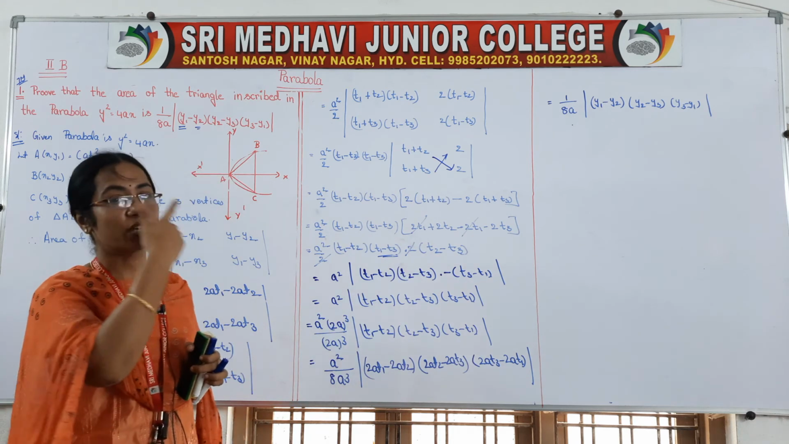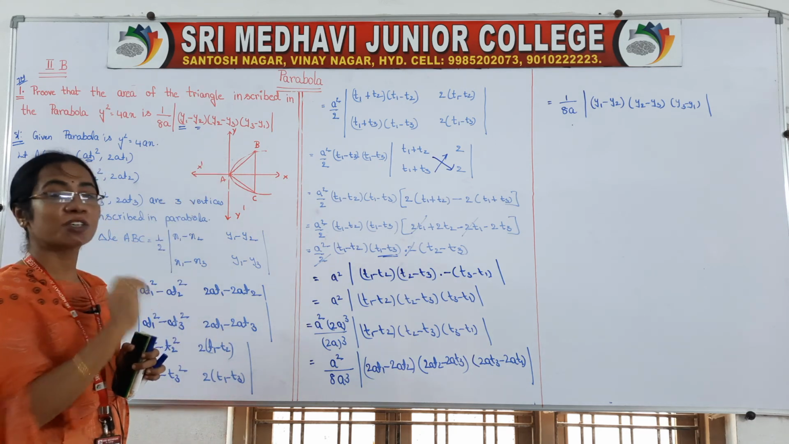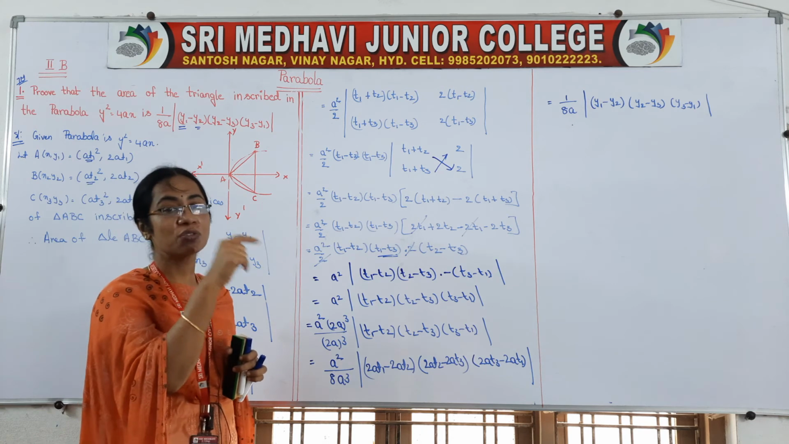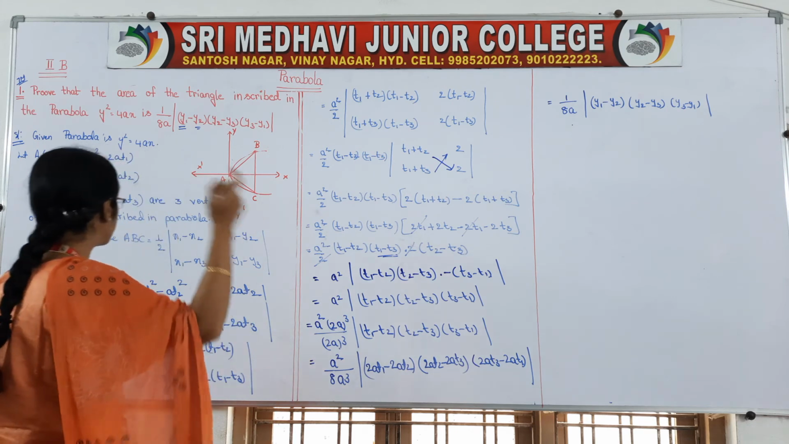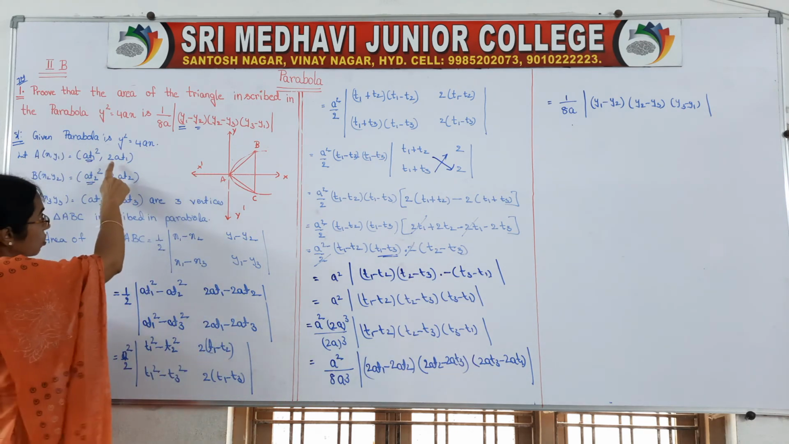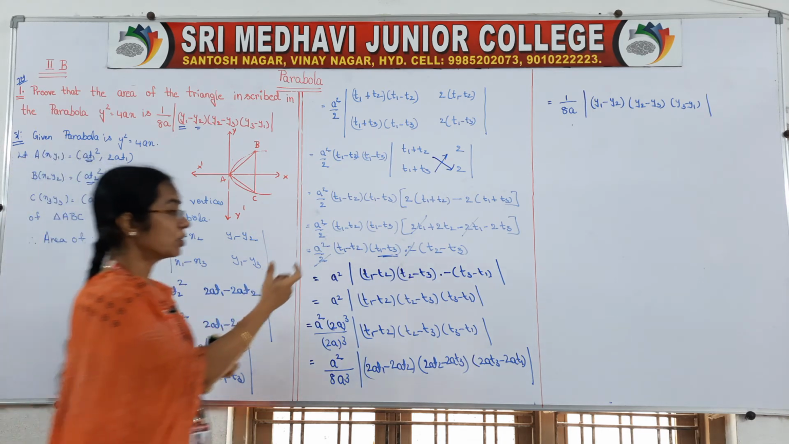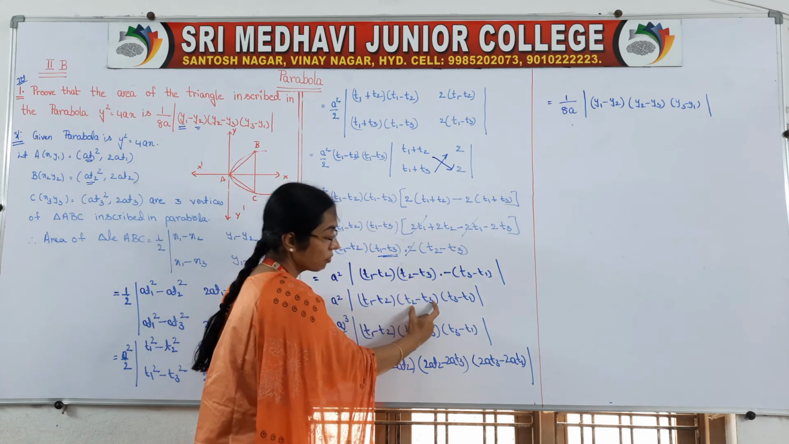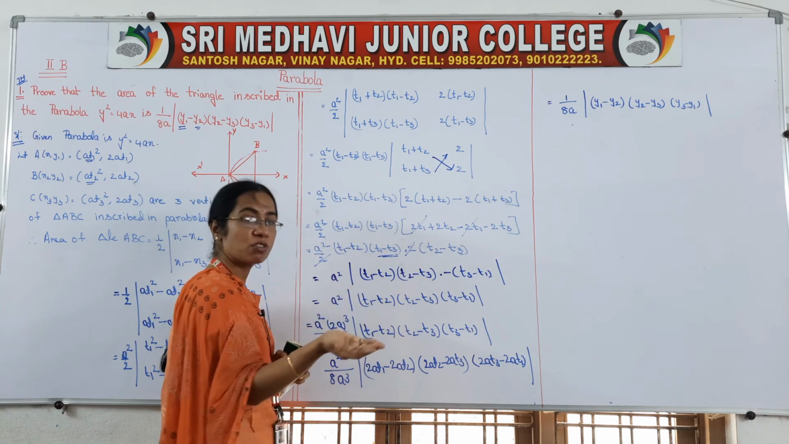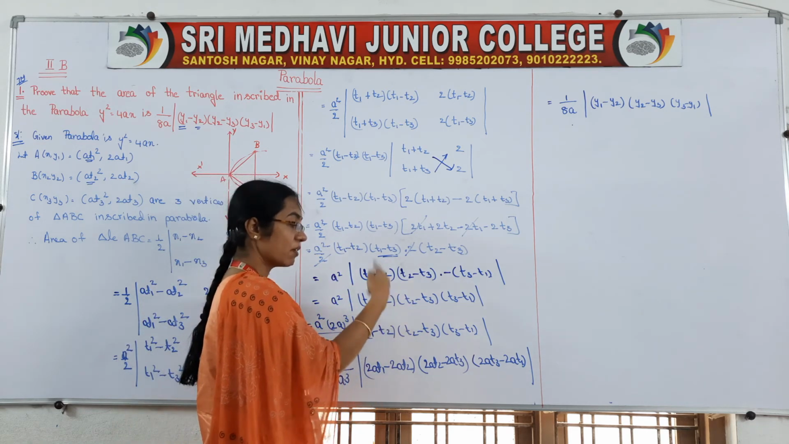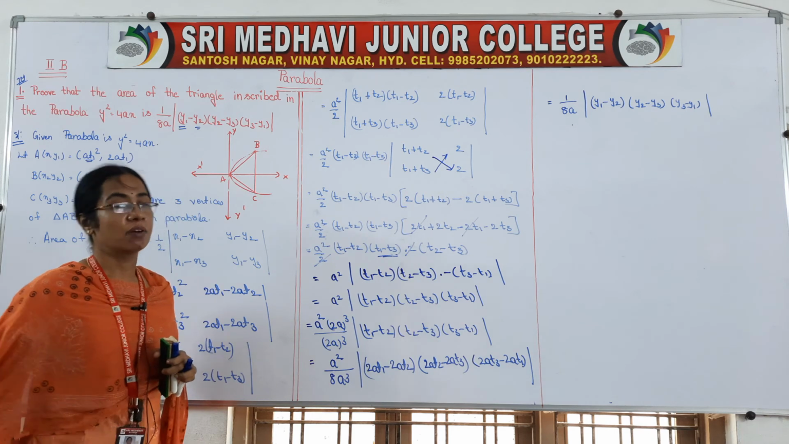But actually the question is, show that the area of the triangle is in terms of y's, not in terms of t's, but we got the values in terms of t's. So how will we get our values of y1, y2, y3? Observe, y1 is 2a t1, y2 is 2a t2, y3 is 2a t3. So we need 2a for this term, 2a for this term, 2a for this term. That means if we multiply each term with 2a, your values will be in terms of y.